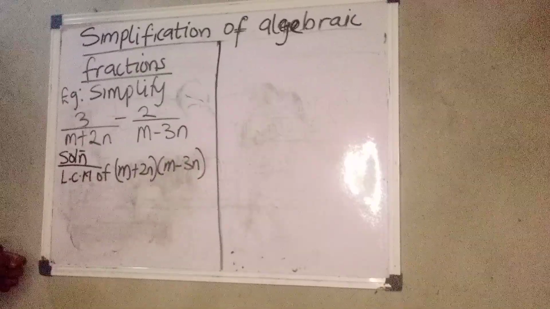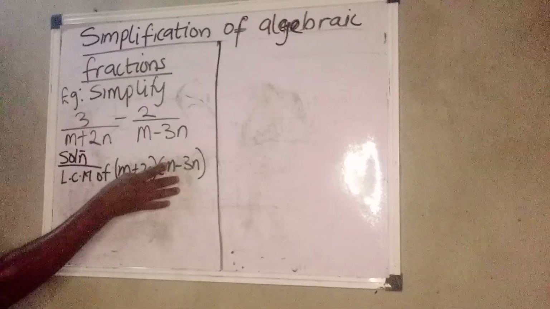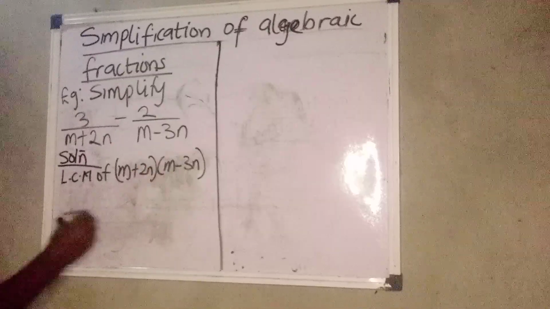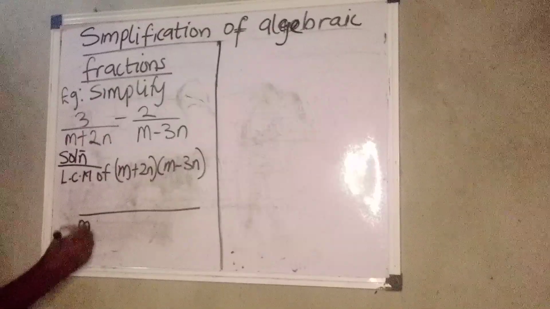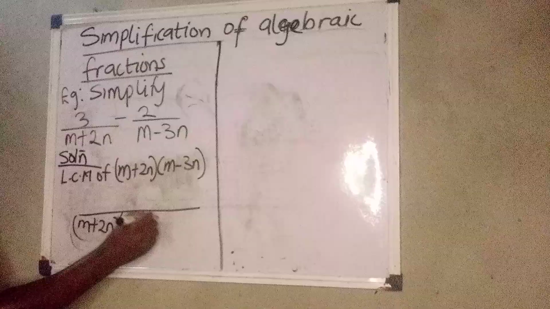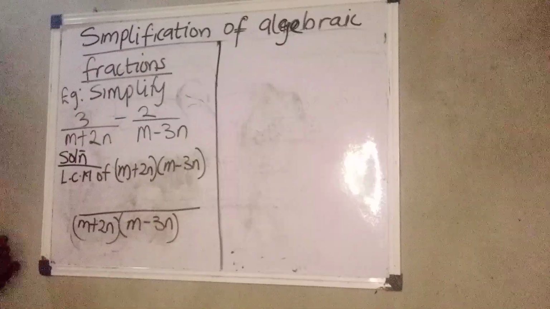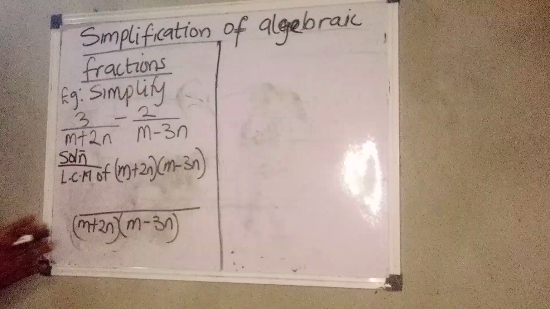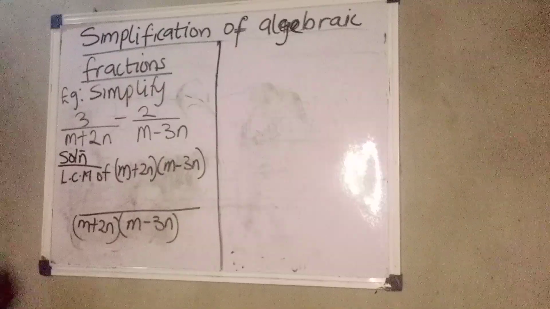So I won't waste much of our time. I'll just put m plus 2n, m minus 3n. This will make the work simpler and easier for us. So we'll resolve everything before we expand the denominator.